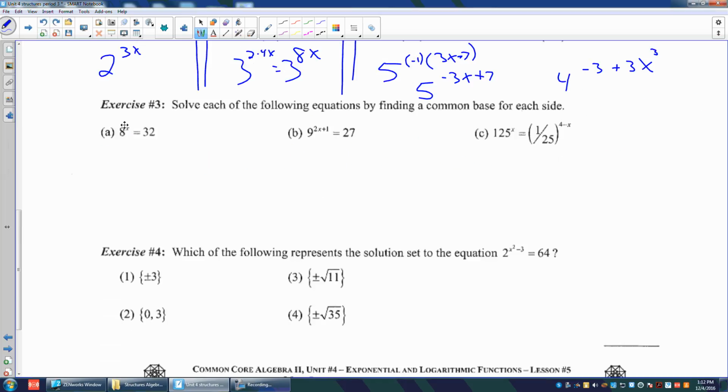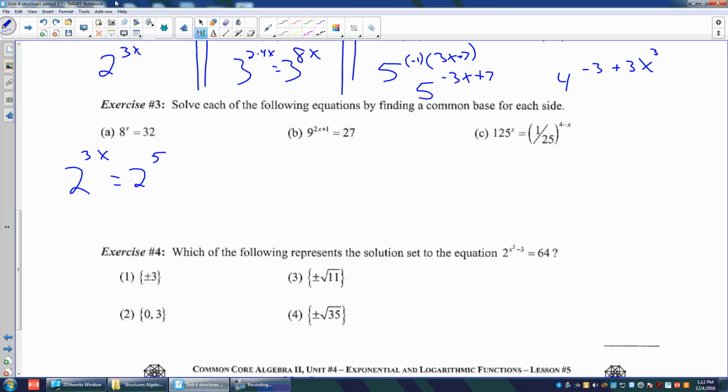Okay, we're going to try to reduce these to prime numbers. We know that both of these are even, so let's try 2. 2 times 2 times 2 is 8. So this is 2, and then I said 2 times 2 times 2, 3 times, so that's 2 to the 3x. Equals, let me see, 2, 4, 8, 16, 32. That would be 2 to the 5th.